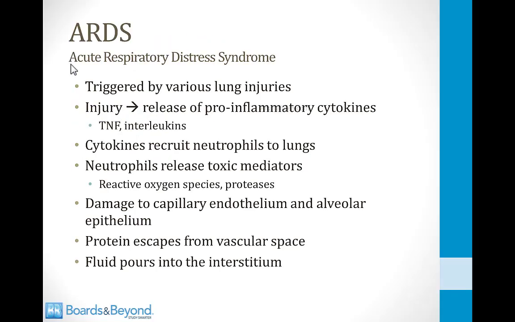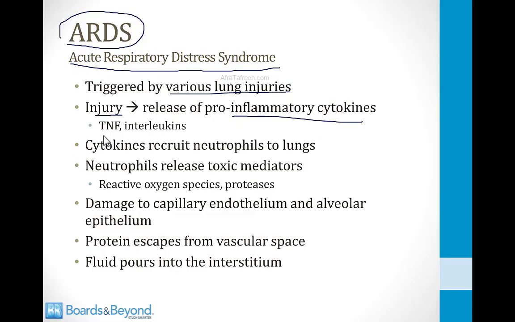And it can also lead to something called the acute respiratory distress syndrome. The acute respiratory distress syndrome is called ARDS for short by most people, and this is a lung syndrome that's triggered by various lung injuries, including pneumonia, but there are also others. What happens in ARDS is some type of injury leads to the release of pro-inflammatory cytokines like TNF and interleukins. These cytokines start to draw neutrophils into the lungs, and the neutrophils release toxic mediators like proteases and reactive oxygen species. This results in capillary endothelial damage and also damage to the alveolar endothelium.